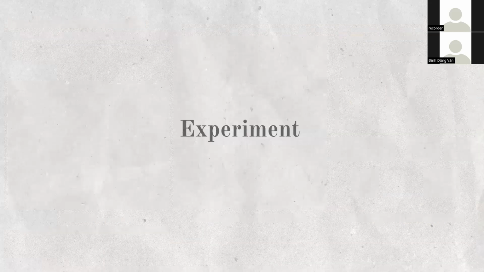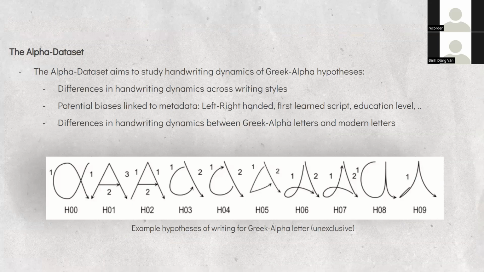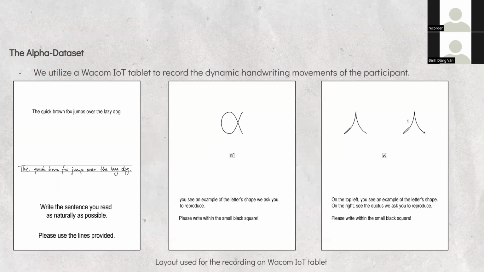For the experiment, we collected some hypotheses for the Greek alpha letters. This is just for our proof of concept test experiment. We utilize the Wacom IoT tablet to record the movement, and this kind of tablet can give us the precise trajectories and also the speed, velocity, spatial, and any other data needed to extract the writing intention. So this is our layout for the tablets that we use to record the data. And later on, we will have a workshop to test with this kind of tablet.